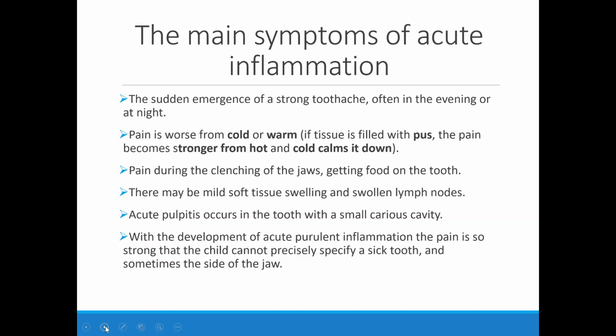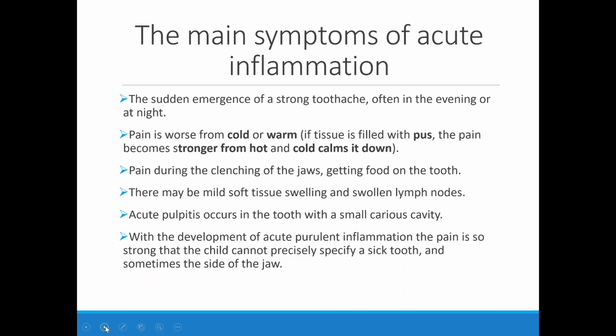So it's a very important differential sign of suppurative and serous pulpitis. When we have serous pulpitis, the pain is worse from cold. When the pulpitis becomes purulent, the pain is worse from warm or hot.